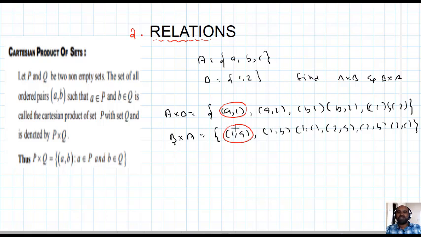In this example, these two sets are designed, not in general. But in general what happens? A cross B is not equal to B cross A. Sometimes it happens, but in general A cross B is not equal to B cross A.